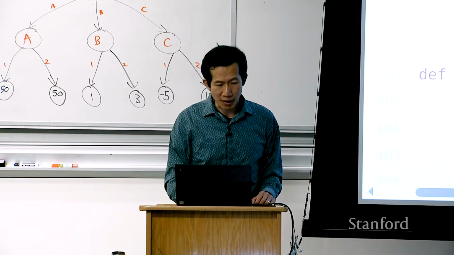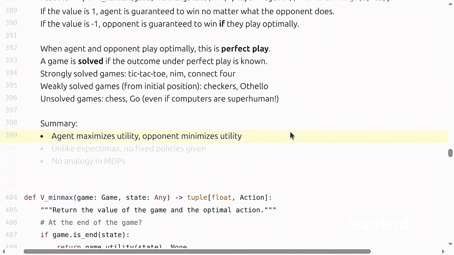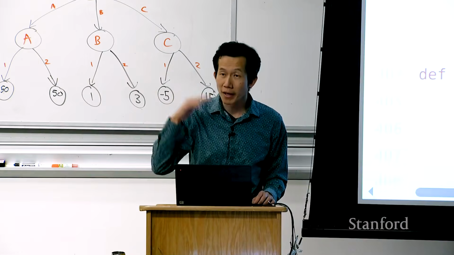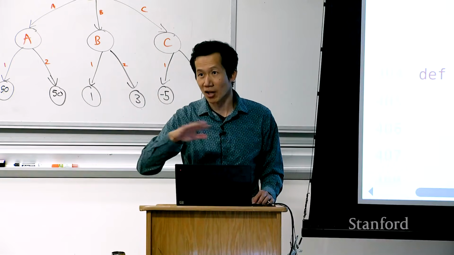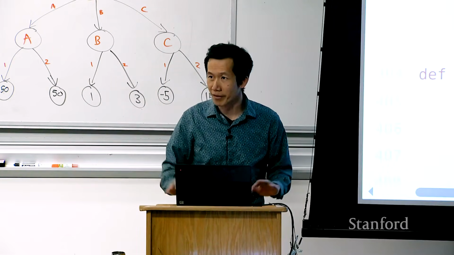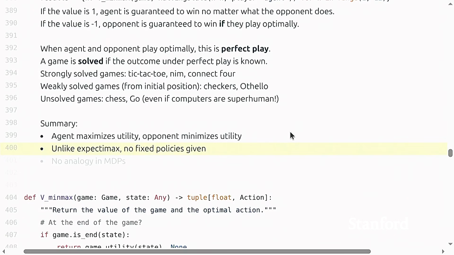To summarize, in minimax, the agent maximizes utility and the opponent minimizes the utility. Unlike expectimax, there are no fixed policies given. Expectimax is only optimal with respect to a fixed policy. Minimax, as we'll see, is agnostic to any sort of prior over what the opponent is doing. And this is the part that is unique to games. There's no analogy in MDPs, because in MDPs we only max and average, we don't min.